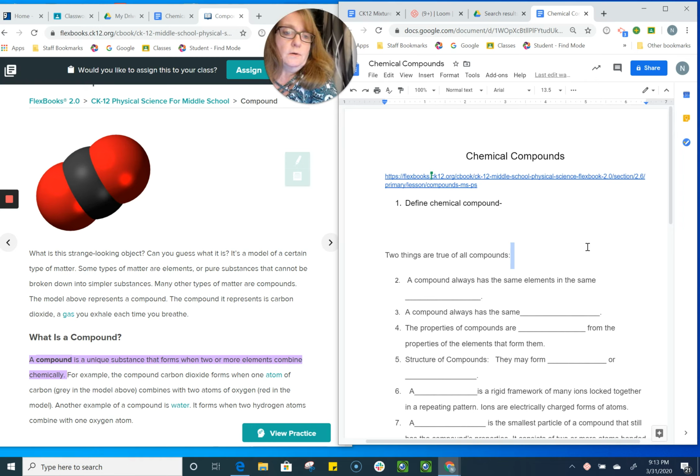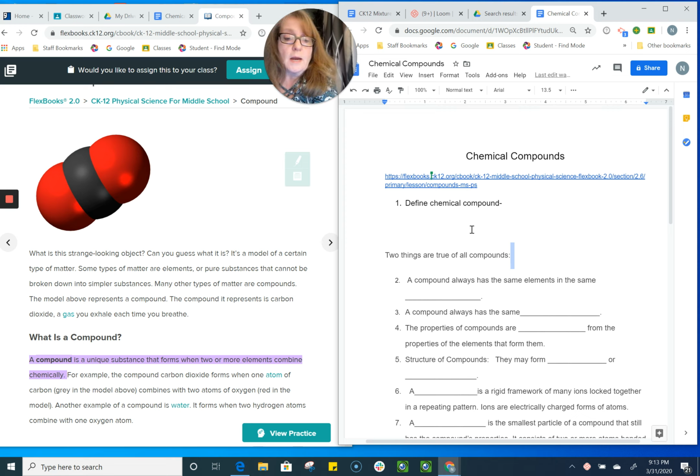This is video number 3 or 2 or maybe 1, depending on what sequence you're watching them in. This one's over chemical compounds. Remember, the whole topic for week 1, day 3 is over matter, and we've been discussing elements, mixtures, and this third one here is the compound one.